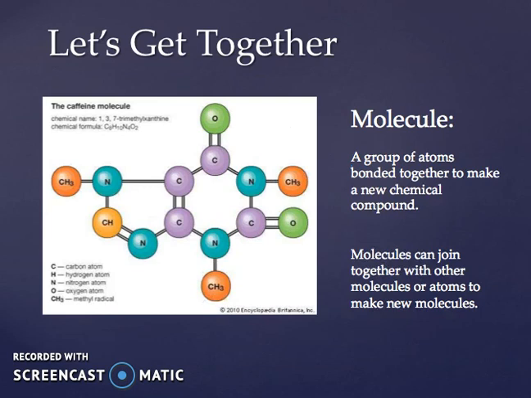So, atoms can join together and become molecules. A molecule is a group of atoms bonded together to make a new chemical compound. So in this picture we have the caffeine molecule, and you can see that there's several carbon atoms, some oxygen atoms, some nitrogen atoms, and a few other molecules that had already formed. As you see, molecules can join together with other molecules or atoms to make new molecules. So there were a few molecules like CH3 that can join in with nitrogen and carbon and oxygen and all those other things to make a new molecule.